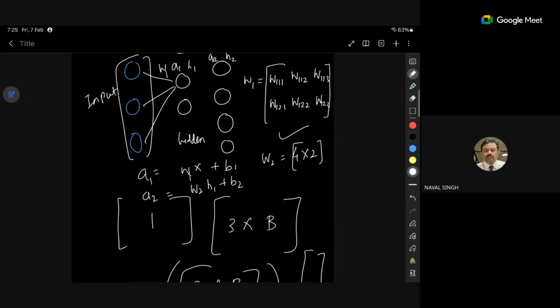So the moment we have H1, just like we do W transpose X plus B, next time we will do W2 transpose H plus B. X becomes H. So whatever the input is, the H1 dimension should match. H is the input to the second layer, and then the dimensions match, so there will be no matrix multiplication error coming. Understood, sir. Understood the concept.